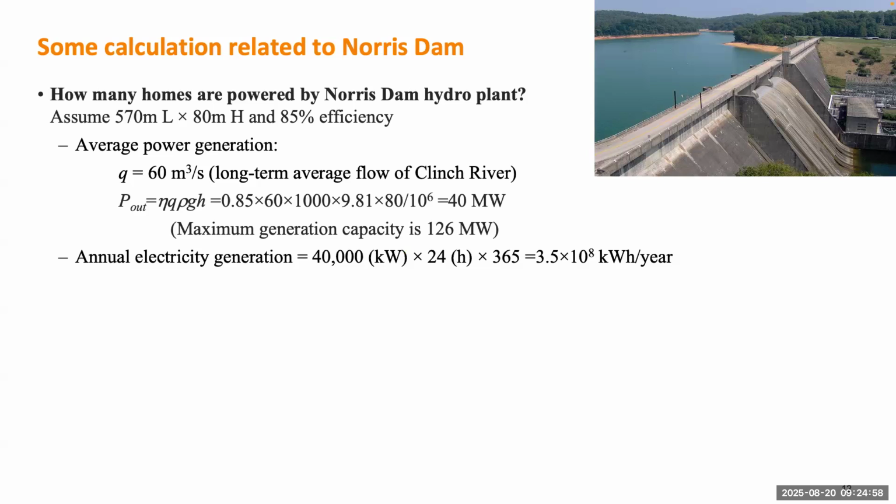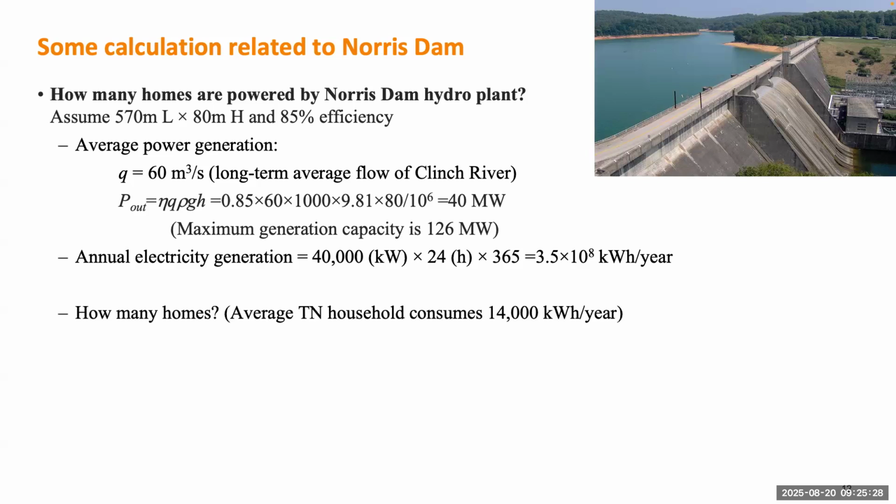So annual electricity generation can be calculated by this average power, the 40,000 kilowatt. We just changed from megawatt to kilowatt. And by 24 hours, 365 days, we'll have 3.5 times 10 to the power 8 kilowatt hour per year. That's the total energy it can generate. It's just an estimate for the whole year.